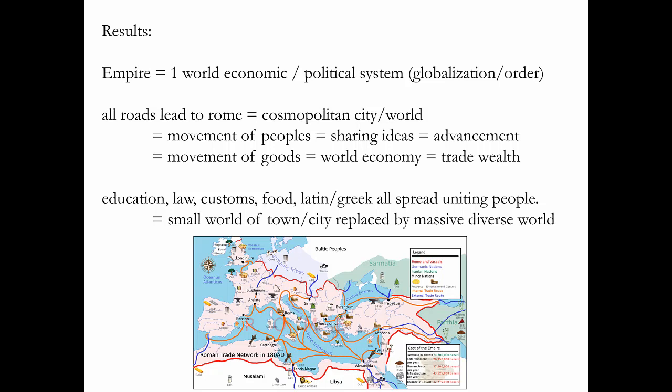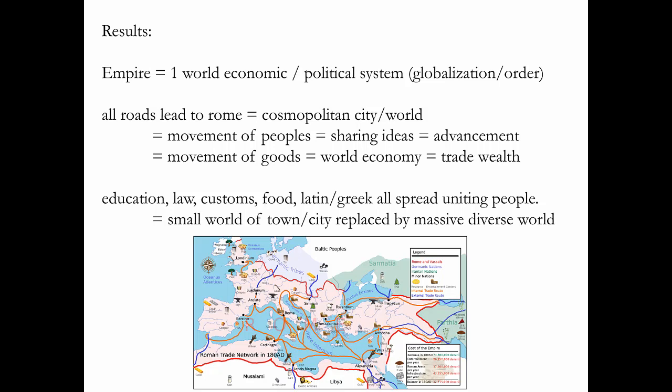One world economic political system. All roads lead to Rome. The Romans were in charge of the world. Roman money was the money. The Roman Republic ran it and restored order. You have globalization and order. People stopped fighting each other because Rome told them to stop.